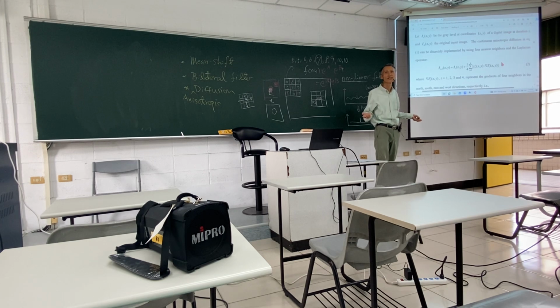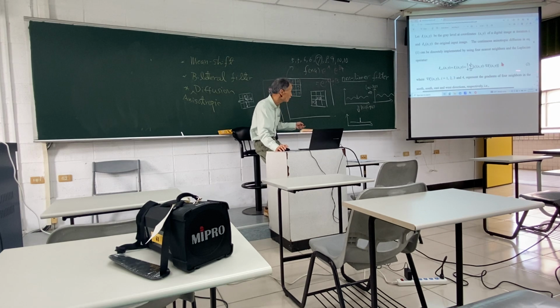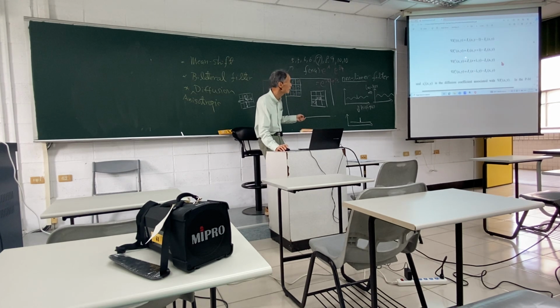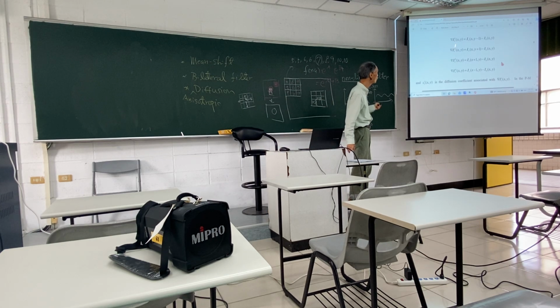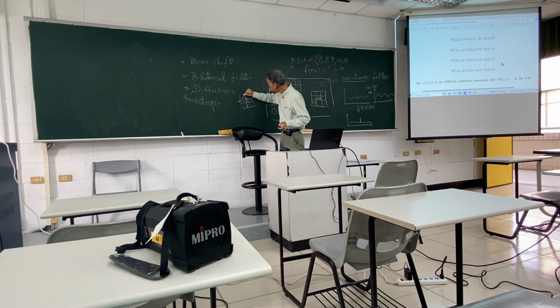That's the whole idea. Now, how to calculate the gradient is very simple. In a digital image, that is how we calculate. There are four directions: 1, 2, 3, 4. This is the direction in the north, and for this one you will have the direction of y minus 1.